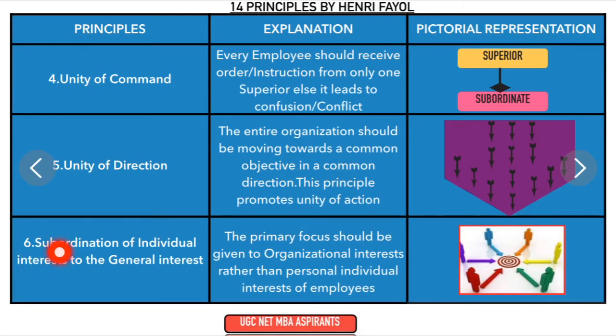Coming to the sixth one, which is the subordination of individual interest to the general interest. This is a very important principle which is mostly followed in many organizations. The primary focus should be given to the organizational interest rather than the employee's personal interest. That is what is called subordination of individual interest to the general interest. This is a picture which shows that the employee should give preference to the organizational interest rather than the individual interests.